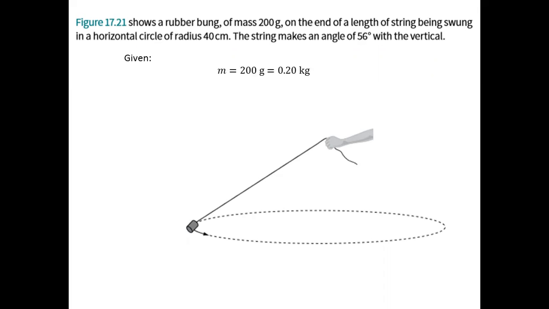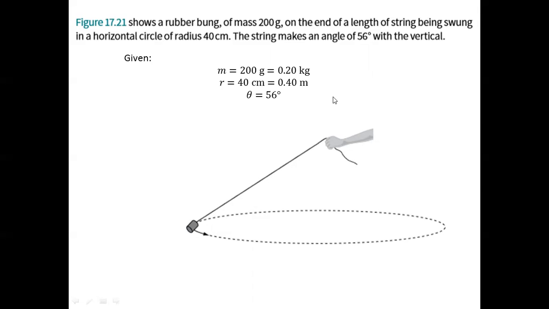So let's list down first the given information. We have the mass, and we express the 200 grams in SI base unit. That's going to be 0.20 kilograms. We have the radius of the circular path, so that's going to be 0.40 meters. And then theta, which is 56 degrees.